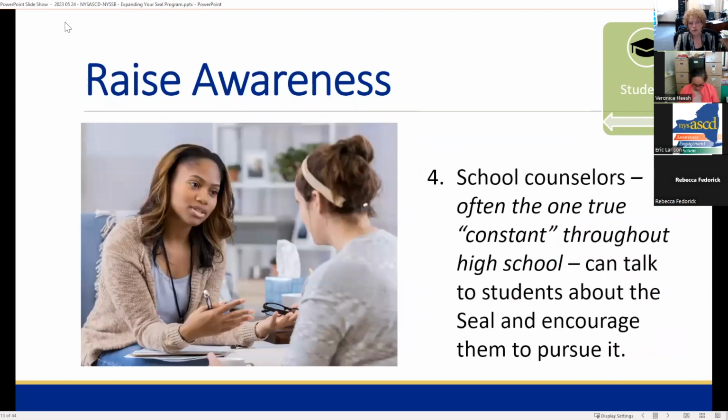Now, another way to raise that awareness among students is really our school counselors. And we refer to them as the constant. The one true constant throughout high school for students tends to be their school counselor. We encourage those school counselors to inform themselves about the Seal of Biliteracy so as to be able to talk to students about the seal throughout their high school career and to encourage them to pursue it.